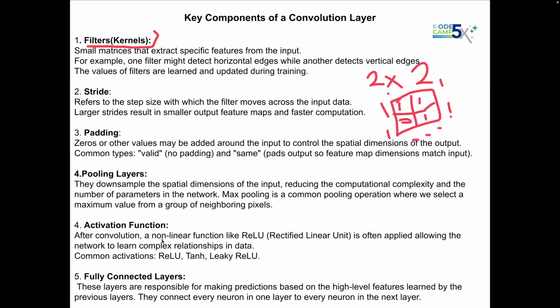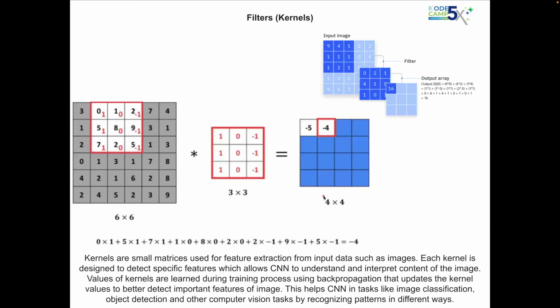And then we have the activation function. I think you already know about activation functions; they allow networks to learn. The fully connected layer is everything connected together. So let's dive in. What are kernels? Kernels are small matrices that we apply for feature extraction.